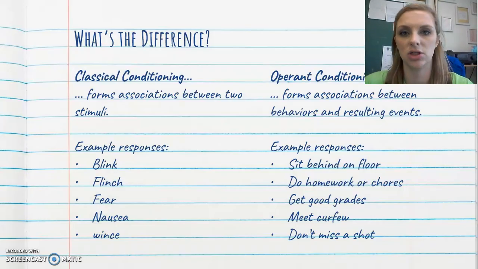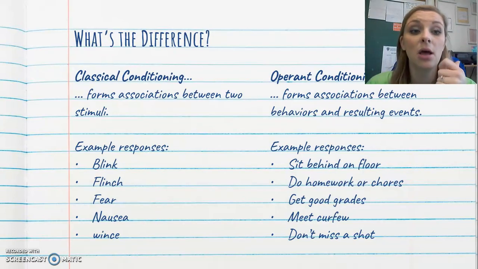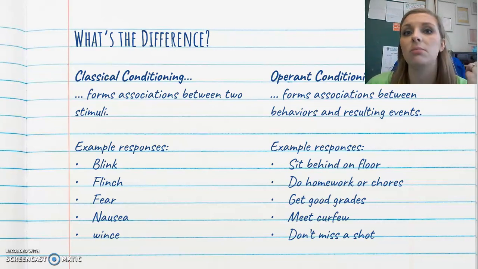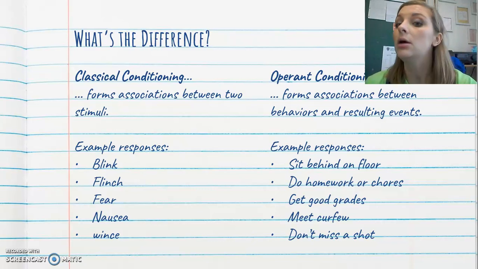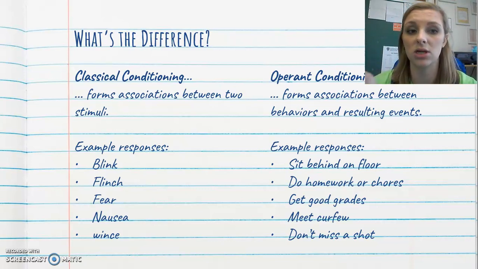So classical conditioning forms an association between two stimuli. Okay, so remember Pavlov's dogs, they're associating a sound with food, right? So those are two stimuli that are being associated together. In operant conditioning, we are forming an association with a behavior and a consequence, okay? Good or bad. So a behavior, something that we voluntarily choose to do, and a consequence. That's where the association comes in.